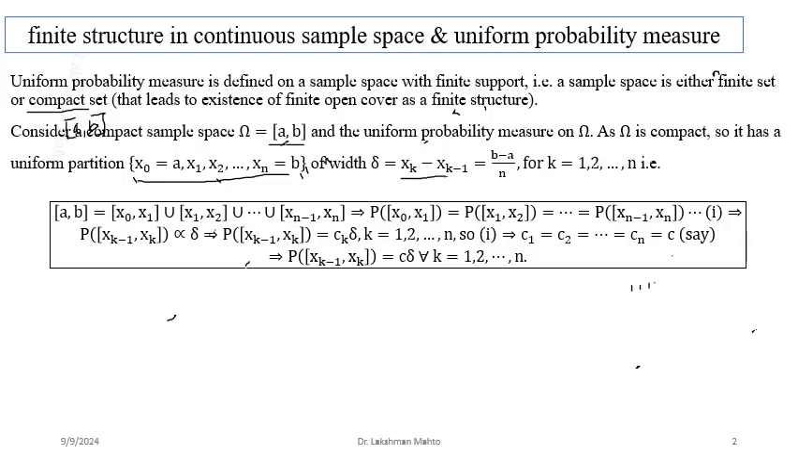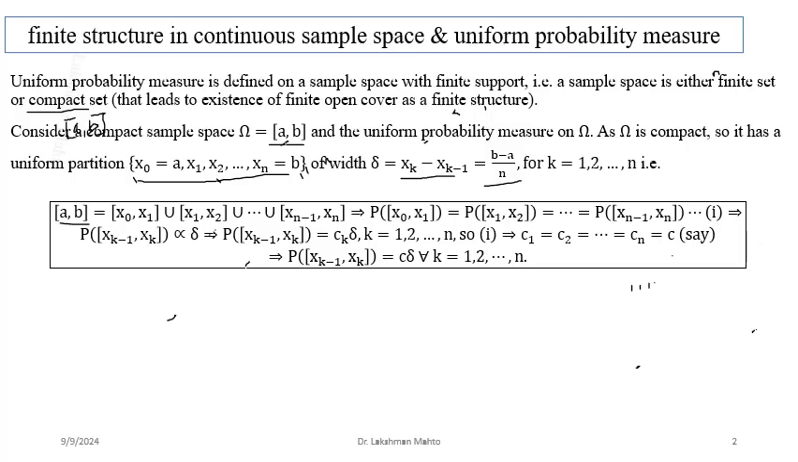All the subintervals have the same common width delta, and there are n number of them, so n times delta equals the width of the interval [a, b], that is b minus a. So n times delta equals b minus a, so delta equals (b minus a) divided by n. If you get delta this way, each subinterval has the same width, so uniformity comes in again. So n such subintervals are there.